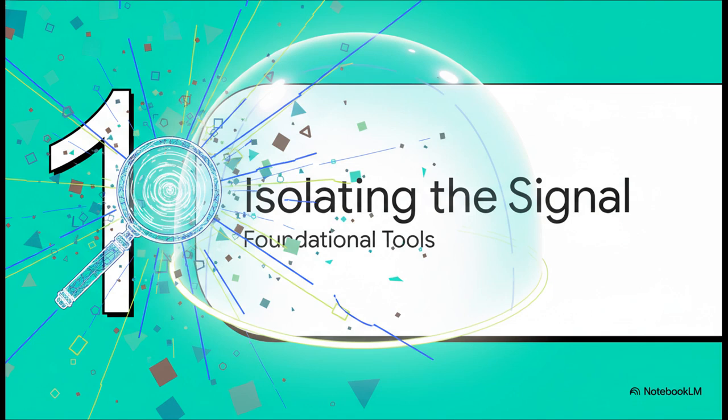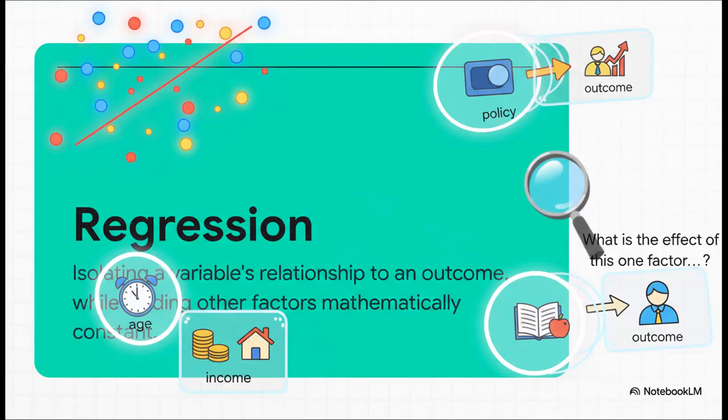To answer that question, we have to start with the foundational tools. This is all about learning how to isolate the signal, the effect of the policy, from all the other random noise that's happening out there in the world. So our first and maybe most important tool is something called regression. Now, the core idea here isn't just about drawing a line through a bunch of data points. In policy, the real magic of regression is its ability to control for all those other factors.